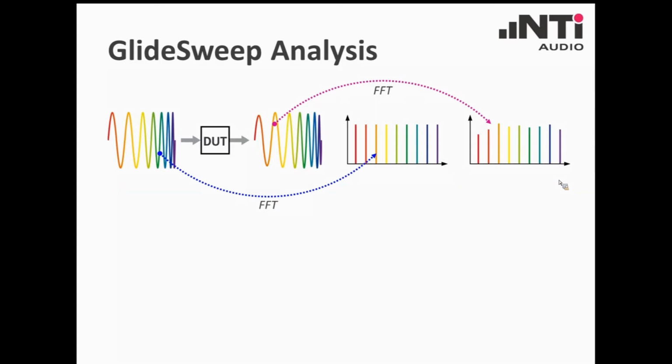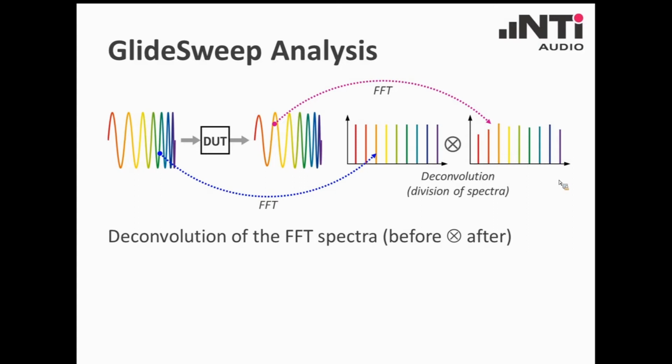Now in the next step, we apply a so-called deconvolution. That is a complex mathematical procedure. We could also say it's a division of spectra, which is mathematically not absolutely correct, but maybe better to imagine, we could call it a cross-correlation of these two spectra. And this deconvolution of the two spectra before and after the device under test gives us the impulse response, or we could also say the transfer function.